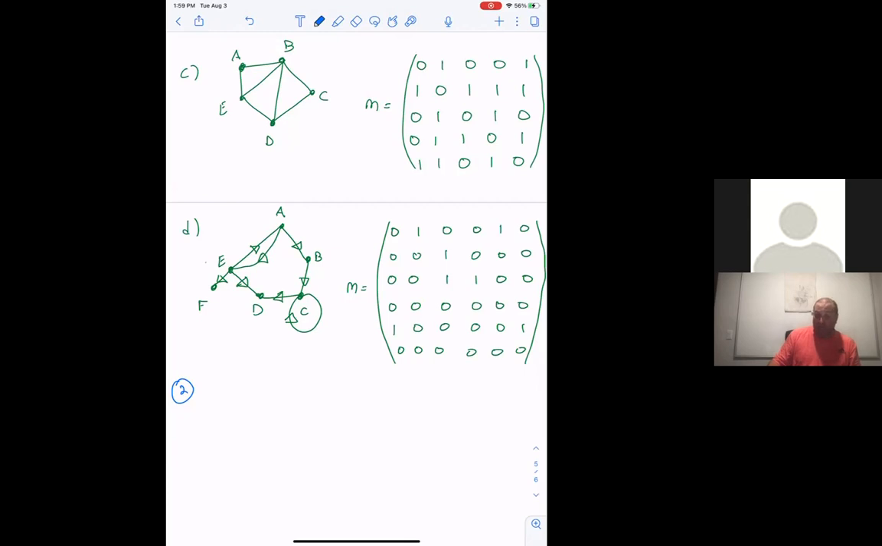have multiple edges. So if there's more than one edge connecting two vertices, and for a directed graph, it would be in a certain direction.